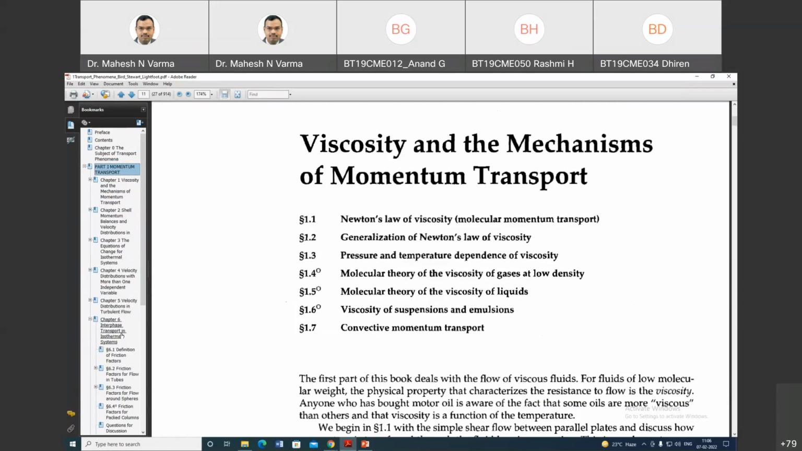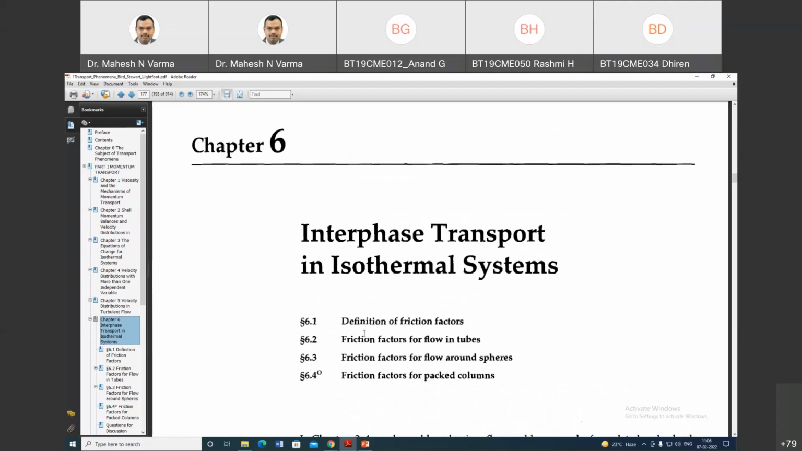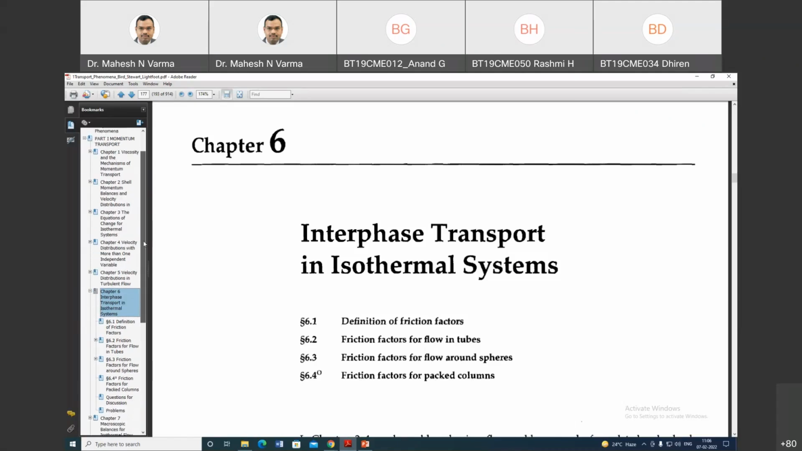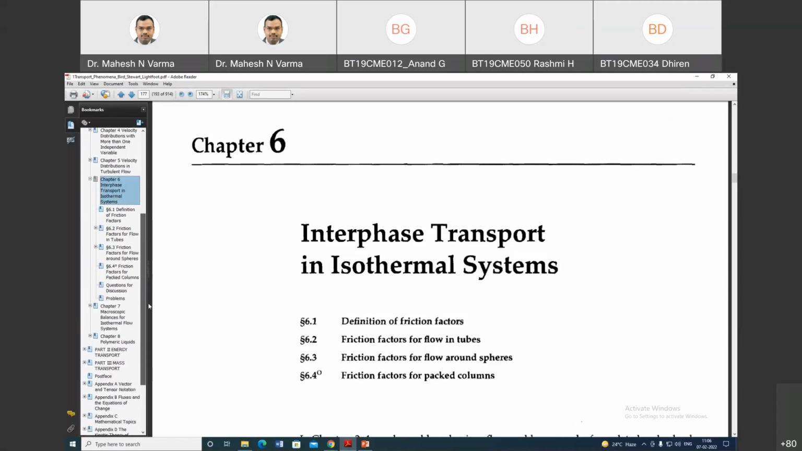So if you go to interface flux here, you can see the definition of friction factor for flow around a sphere, and friction factor for packed bed. This already we have covered. So I am simultaneously covering chapter number 1 and chapter number 6. This is for momentum transfer.